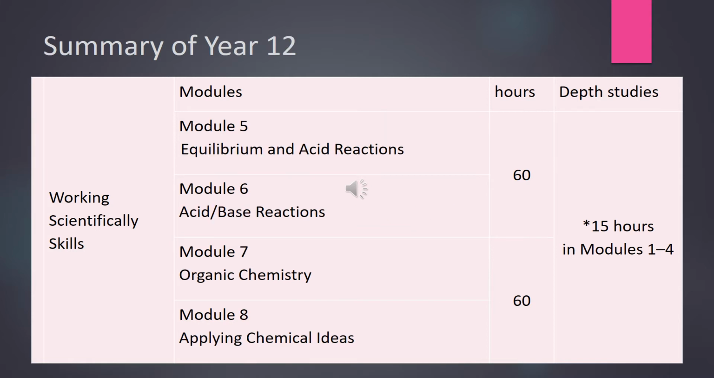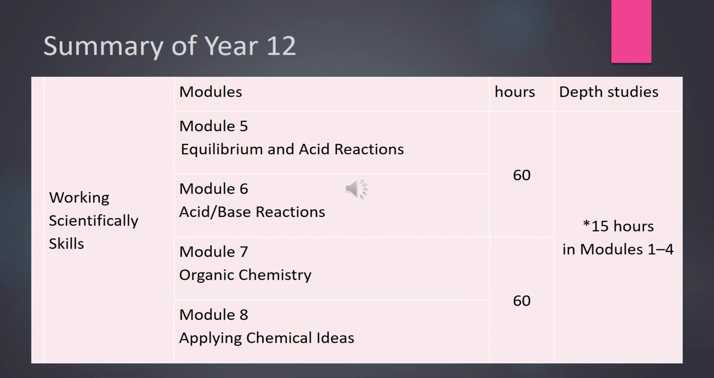In the Year 12 course, another 4 modules will be completed. The first module is equilibrium and acid reactions, where you look at physical and chemical changes and the effects of temperature and concentration of chemicals. In Module 6, acid and base reactions are the focus, where you look at how reactions have changed and how acids and bases react in different substances.